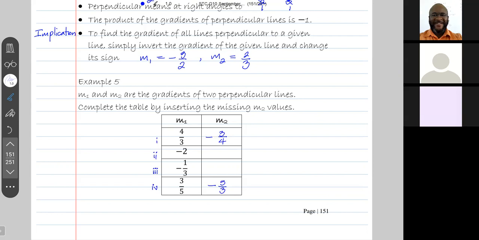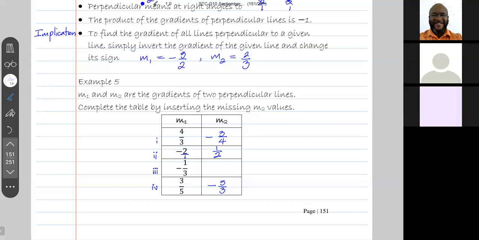Jadon, if it is -2, what would be the gradient of the line that is perpendicular to that line? Very good. +1/2. Guys, -2 is the same as saying -2/1. If you change the sign, it becomes positive. If you invert it, it becomes 1/2.